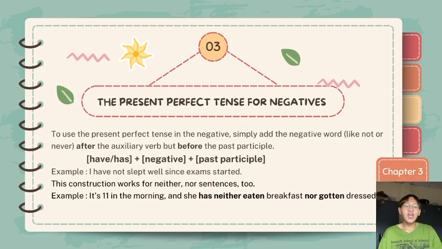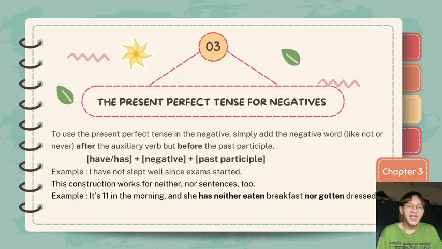Chapter 3. The present perfect tense for negatives. To use the present perfect tense in the negative, simply add the negative word like not or never after the auxiliary words but before the past participle.